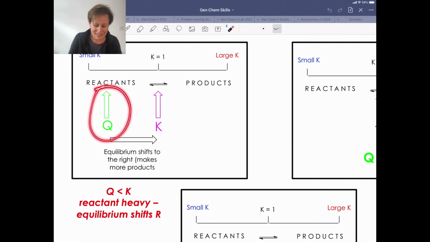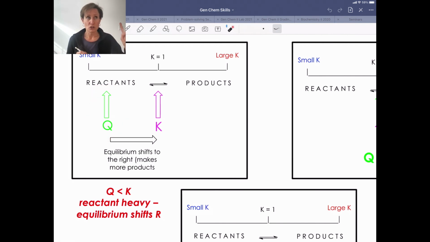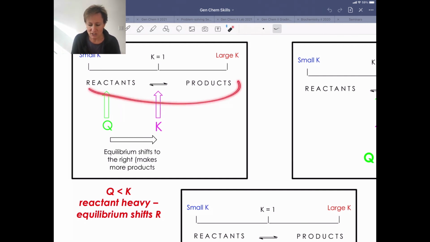If my Q is less than K, Q is less than K, that means I'm to the left of my equilibrium point. We can just look at this like our number line. Q needs to move to the right so that it overlaps with K. So what we'd say in this situation is my equilibrium needs to shift towards products. My reaction needs to go in the forward direction so that Q becomes K. Okay? I would be reactant heavy in this situation. I would say my reaction would shift right, make more products.